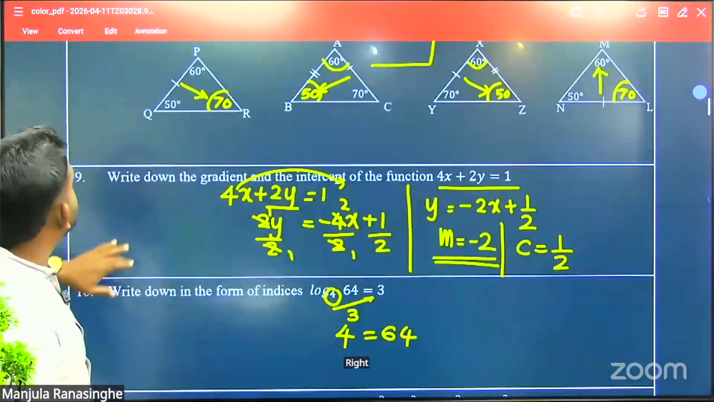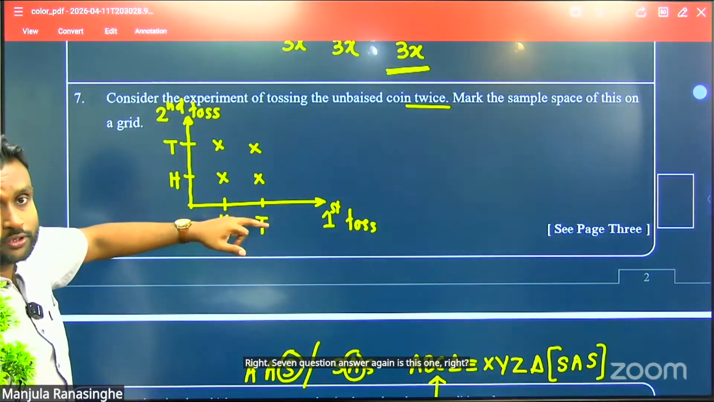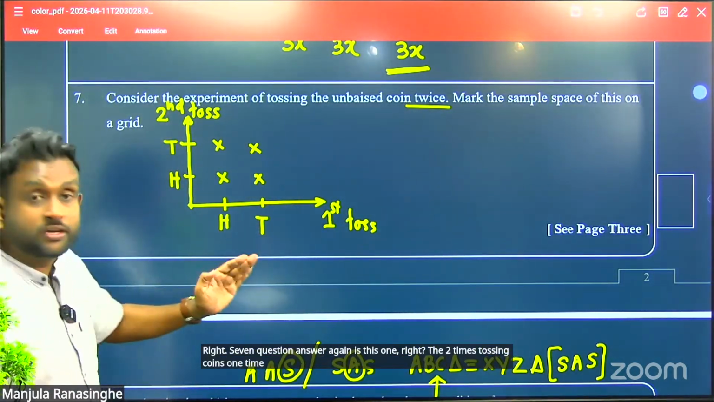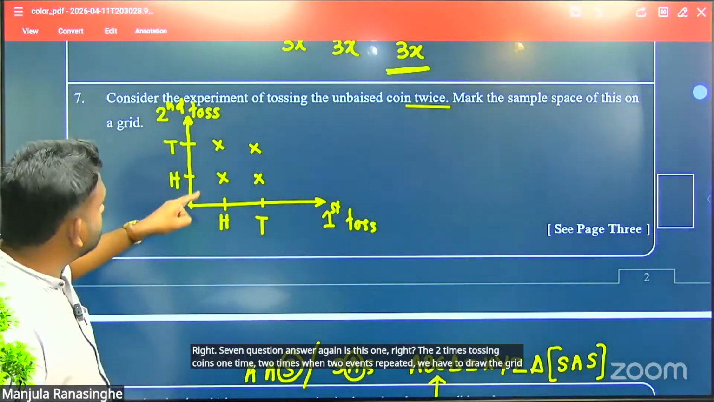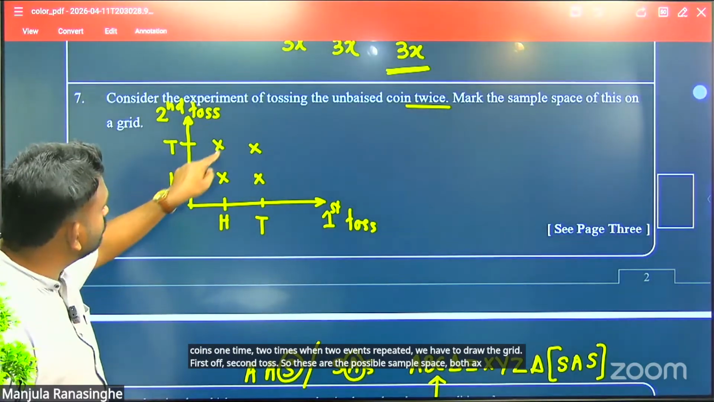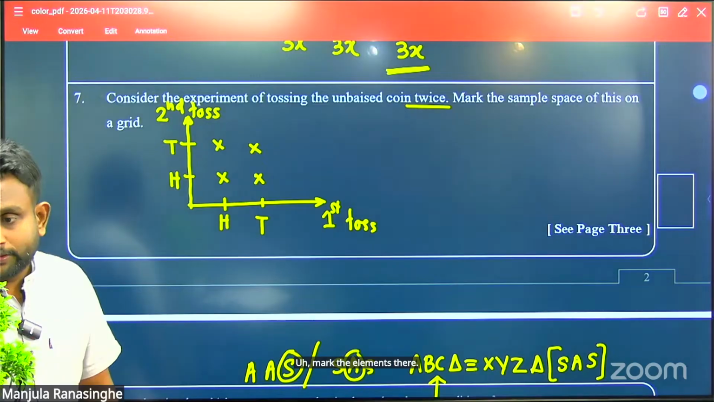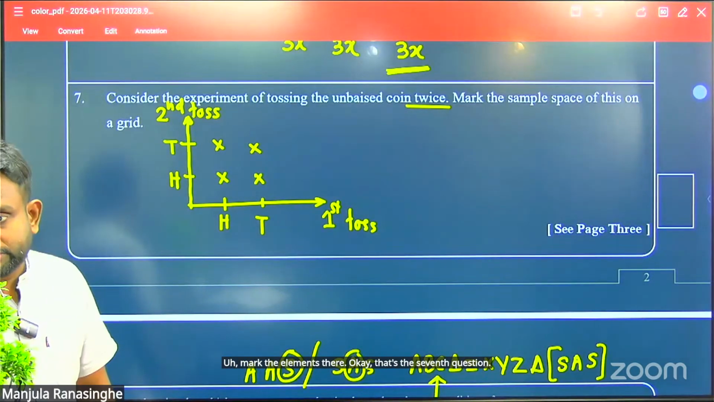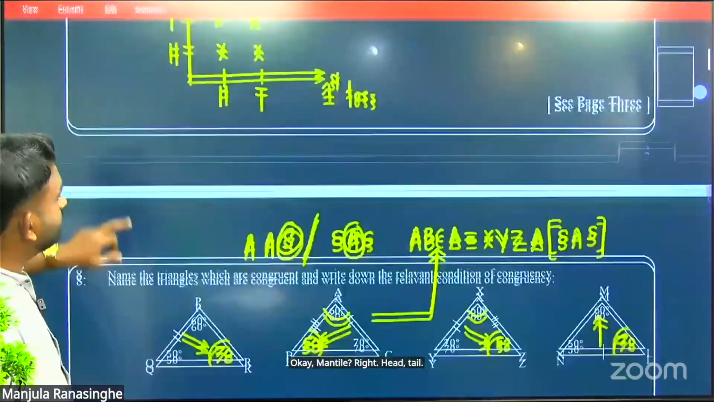Right, the seventh question answer again is this one, right? Tossing a coin 2 times, 1 time, 2 times. When 2 events are repeated, we have to draw the grid. First toss, second toss. These are the possible sample space, both the axes, and then you mark the elements there. Okay, that's the seventh question. Head, tail, and 4 sample space there.